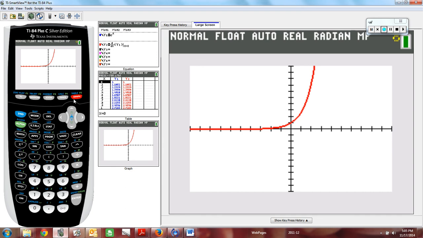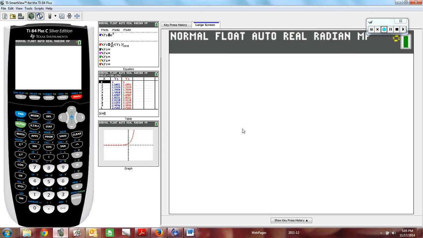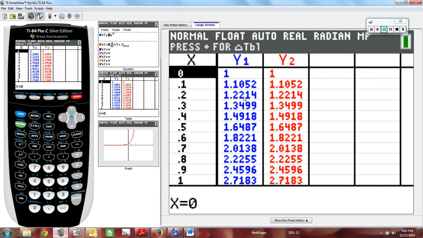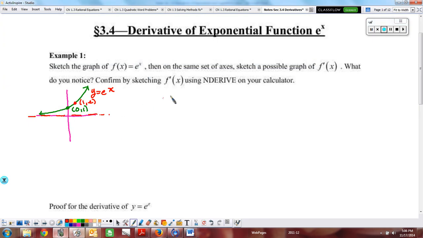And if you take a look at your table and compare the values in the second table, the values are exactly the same: its rate of change is the y value at that point. Very interesting function. So now that we've verified it, let's do a proof of this.